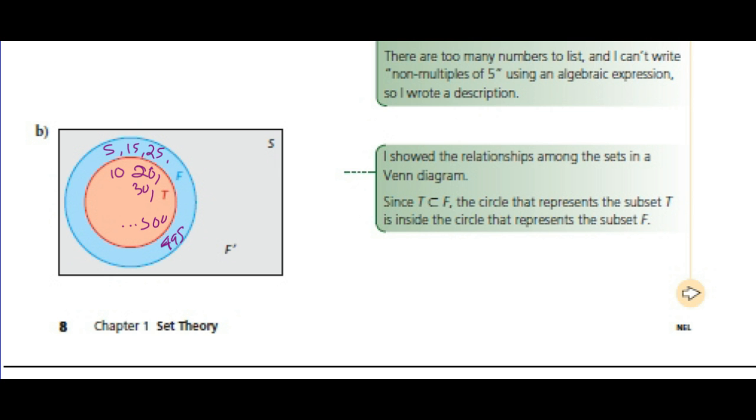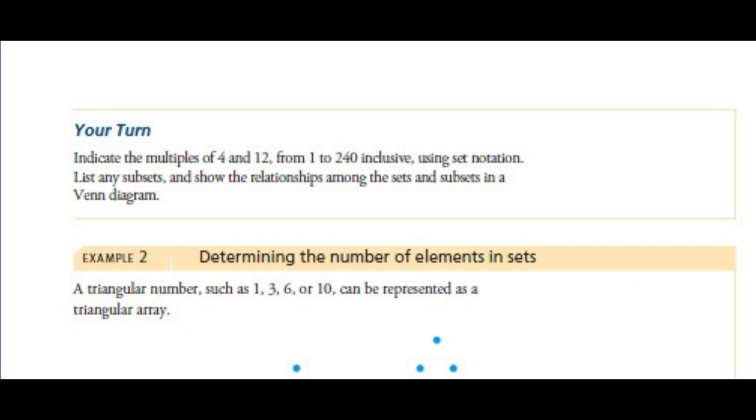So it's just 10, 20, 30, 40, and so on. F prime, every other number: 1, 2, 3, 4, 6, 7, 9, 11, 12, and so on. You're never going to write those out. Since T is a subset of F, the circle that represents the subset T is inside the circle F. Every element fits inside.